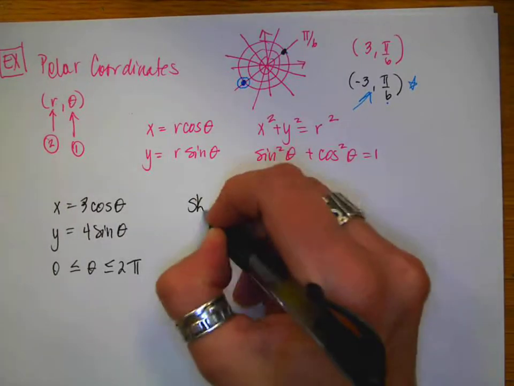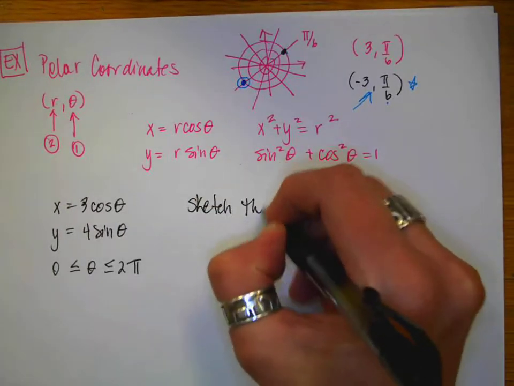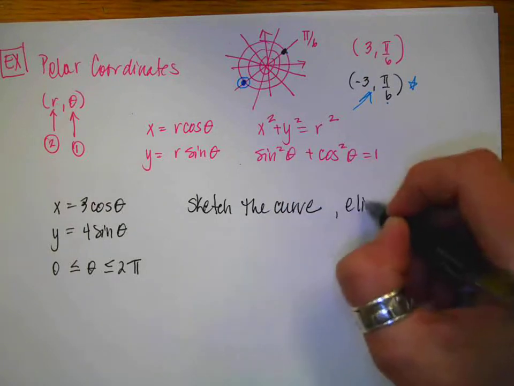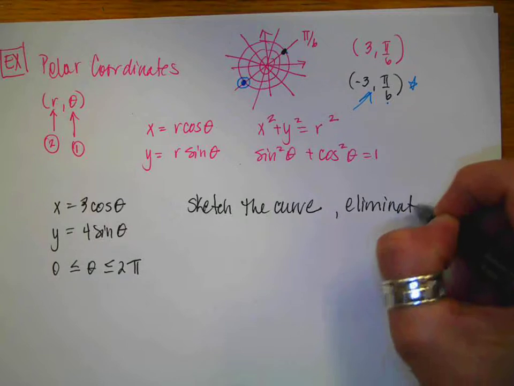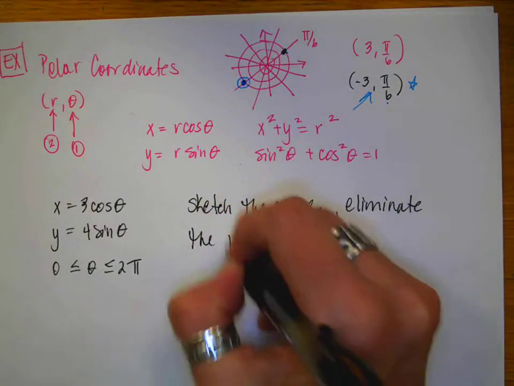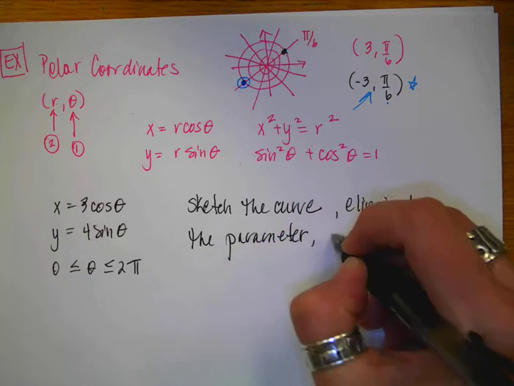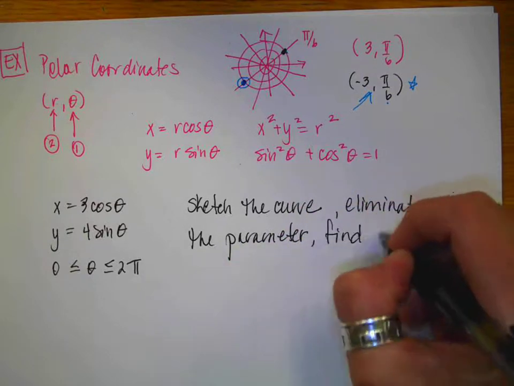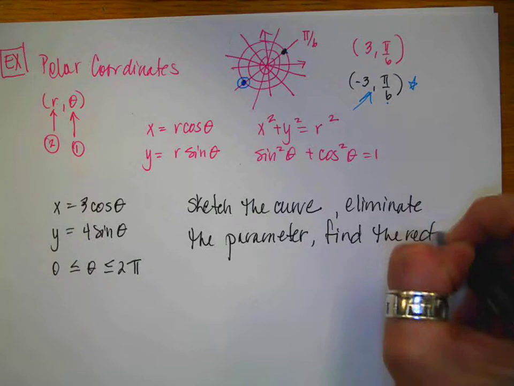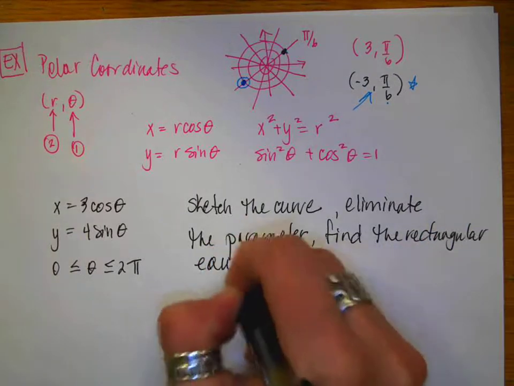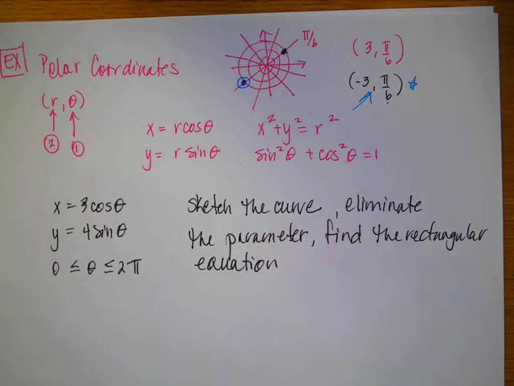So in this particular problem, I want to sketch the curve. I want to eliminate the parameter. And then I want to find the rectangular equation. Alrighty.